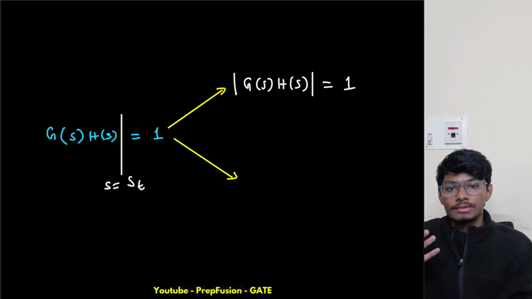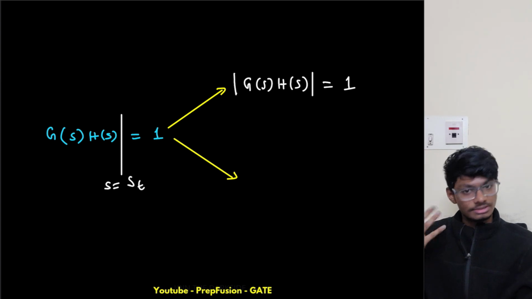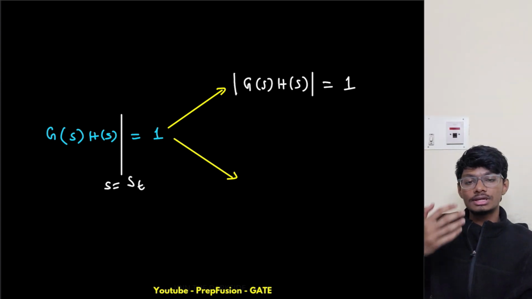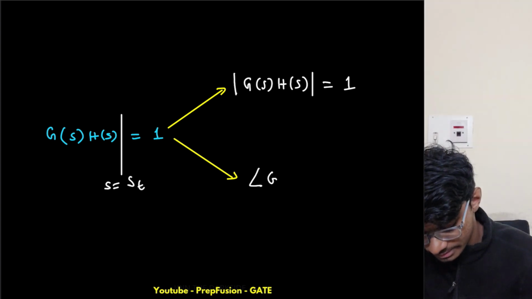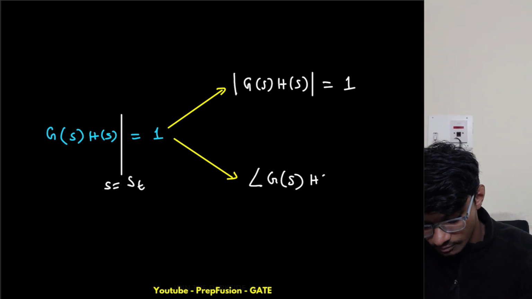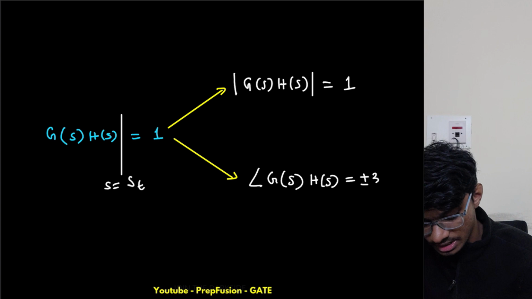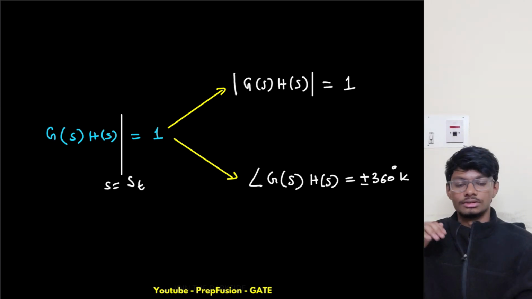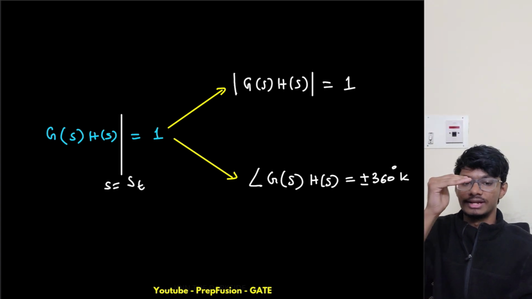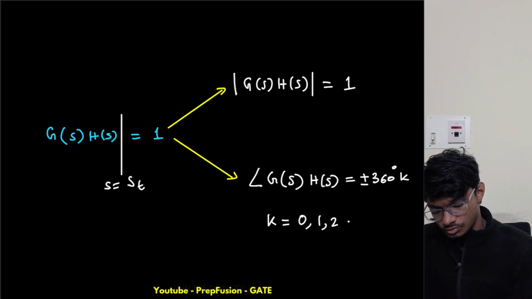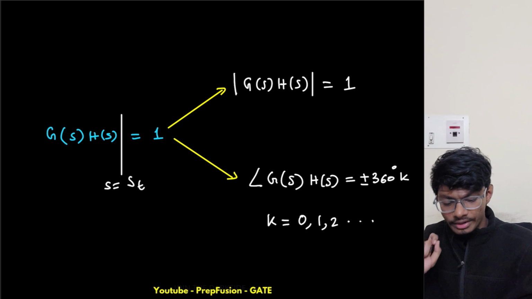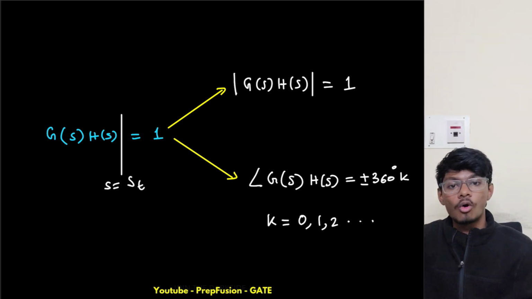Now what should my angle be this time? My angle should be 0, or an even multiple of pi, or a multiple of 360 itself. So that condition changes: instead of an odd multiple of pi, it changes to an even multiple of pi. I can write it as 360 times k, because my plus 1 is on the real axis, where k equals 0, 1, 2, and so on.